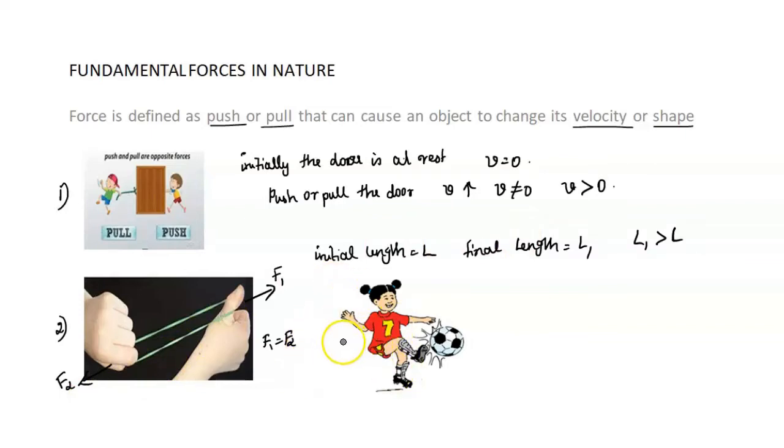Similarly, in the third example, when we kick a ball which is initially at rest, the ball starts moving with some velocity. Before applying the force, the velocity of the ball is 0, because at that time the ball is at rest. With the application of the force, the velocity of the ball increases, so velocity must be greater than 0. So these are some examples of forces.